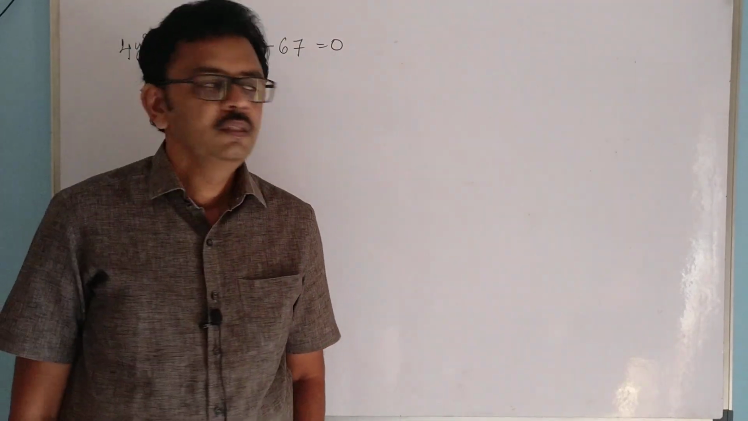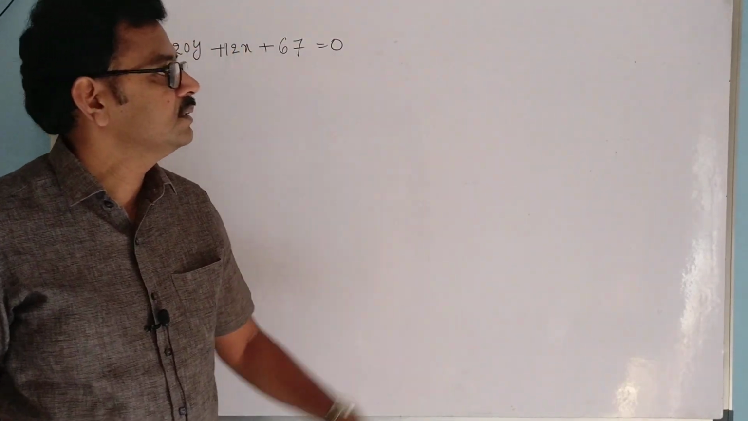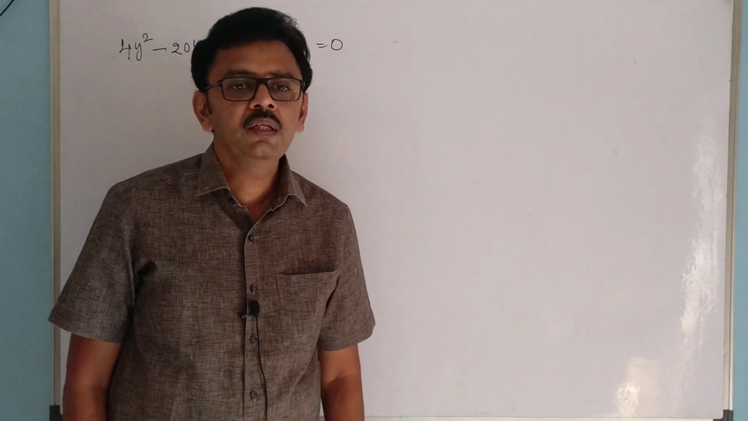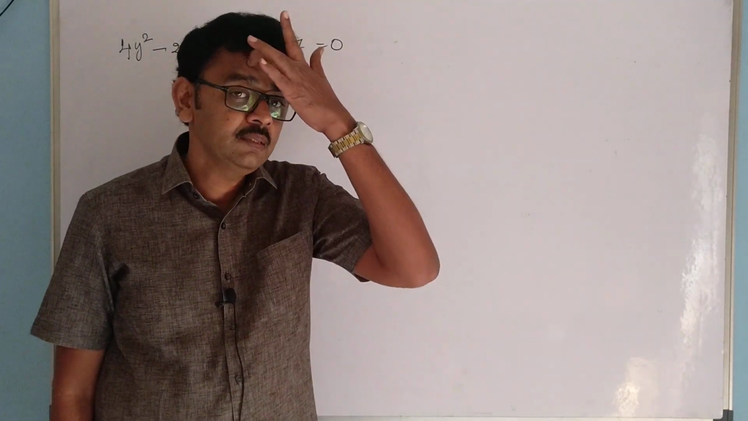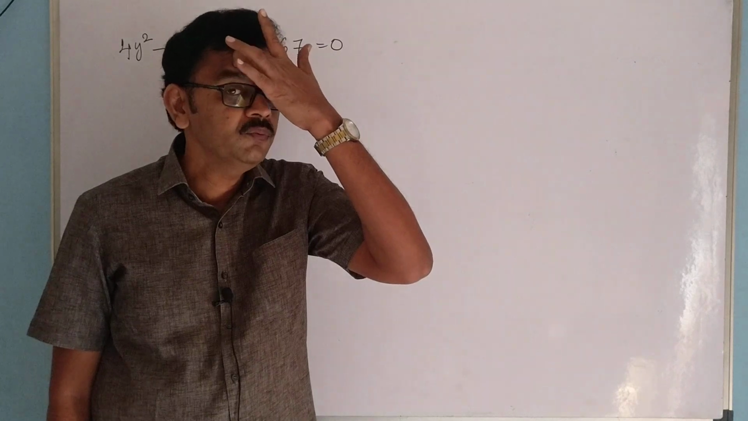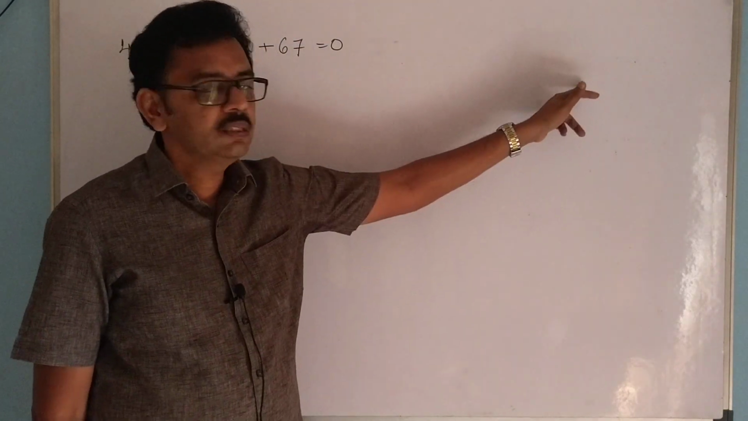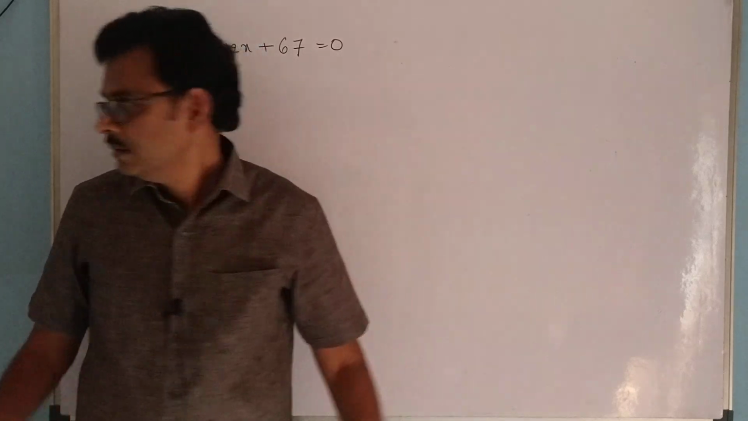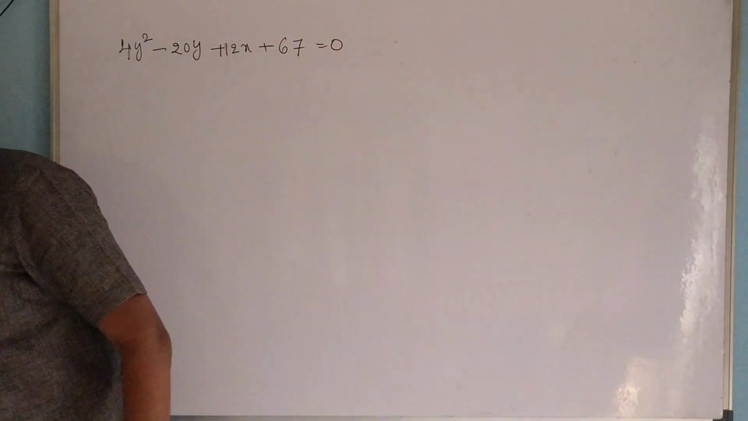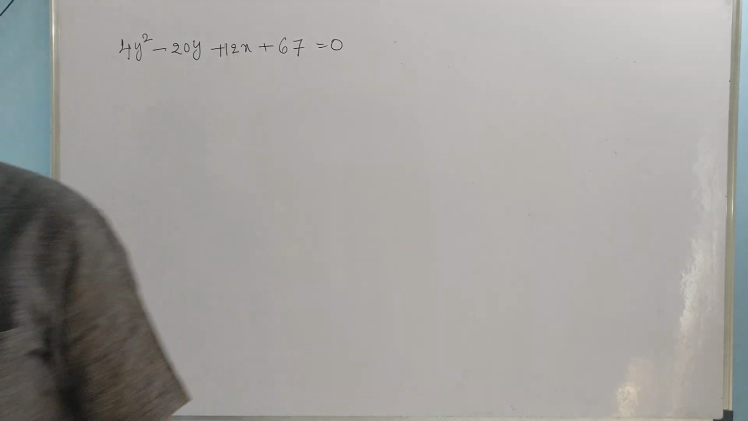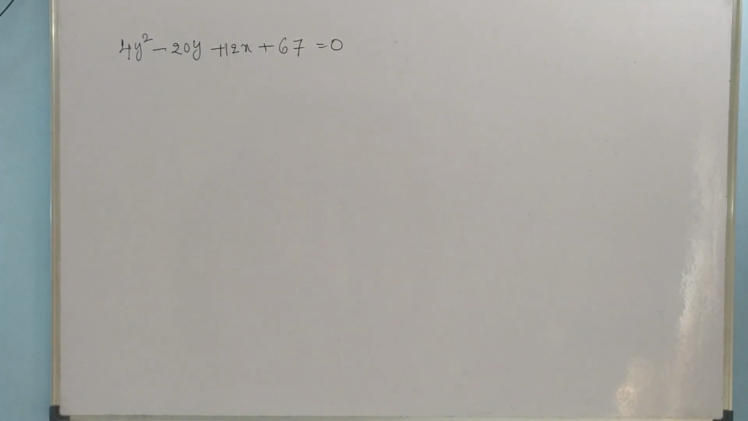Hi students, yesterday we discussed that if the parabola is of the form (y minus beta) whole square equal to 4a into (x minus alpha), then how to find the focus, vertex and latus rectum.